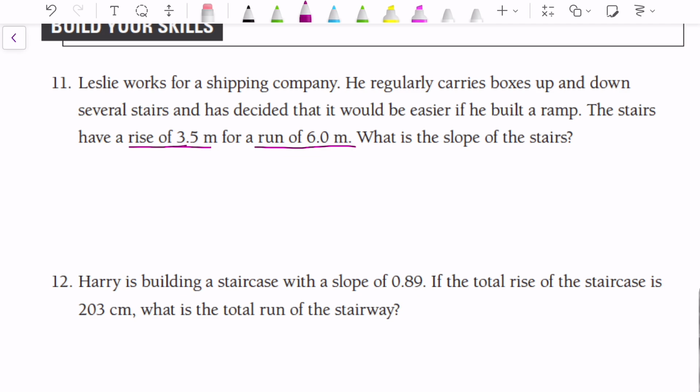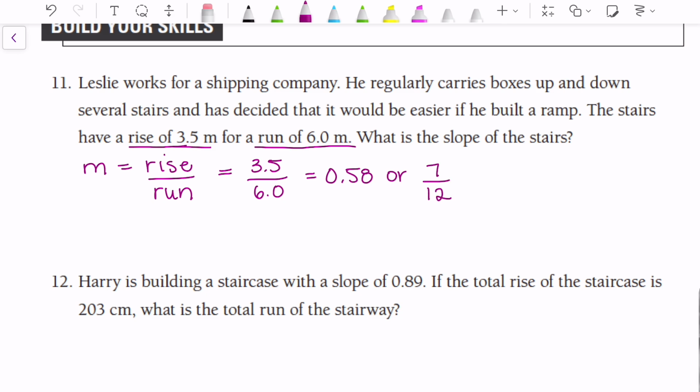So we've already done this before. It's very, very easy. Set up your formula, rise over run, and put your rise on top and your run on the bottom. Okay, if you divide these, you're going to end up with 0.58. Or the fraction would be 7 over 12 if you decided to multiply these by 10 and then reduce.